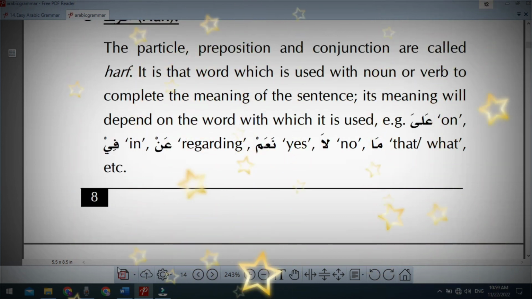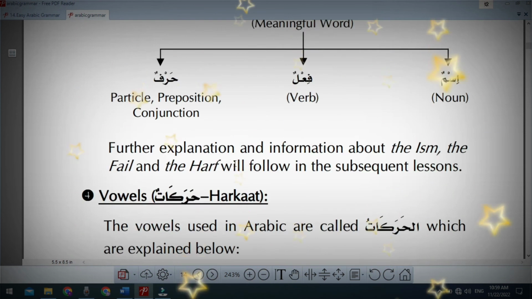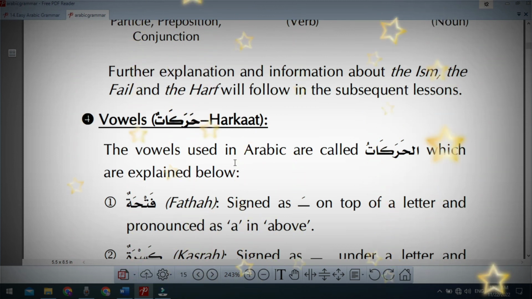This is called harf, and we will explain in our coming lesson the vowels of the Arabic language.